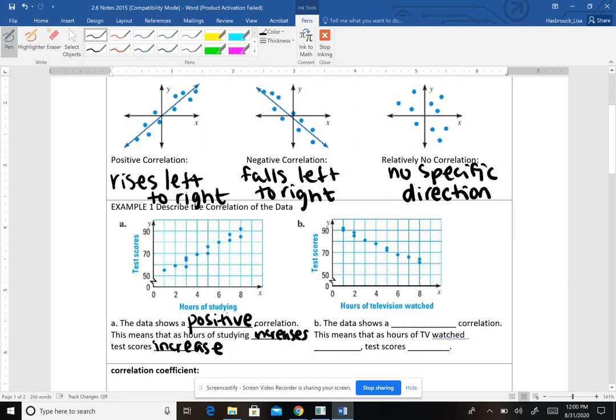For part B, the points are clustered and going down. This means it's a negative correlation. And that as the hours of TV watched increases, test scores decrease.